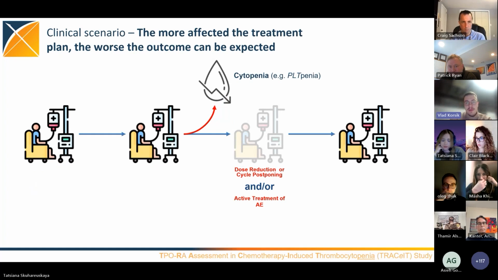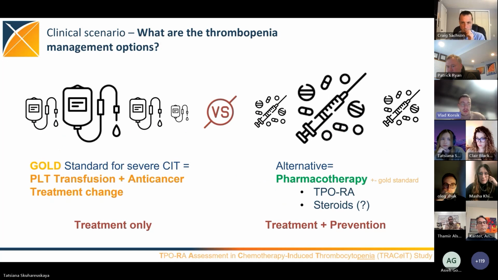All of these types of adverse events may lead to complete treatment discontinuation, dose recalculation and reduction, or cycle postponing, that for sure may compromise the outcomes. So what are our management strategies in this case? There is a gold standard, and the gold standard is just to treat the consequences, just to administer platelet concentrate and transfuse them, and also change and alternate the anti-cancer treatment.